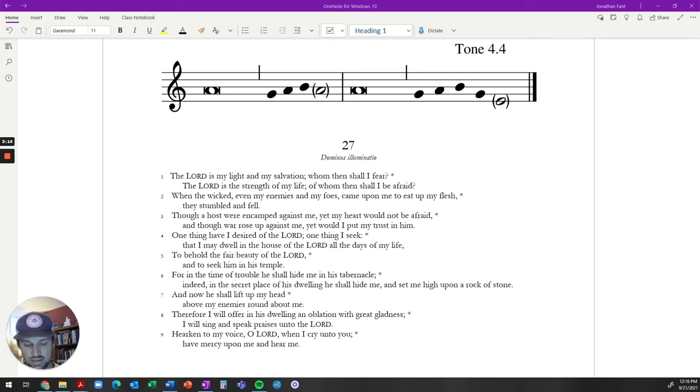One thing have I desired of the Lord, one thing I seek, that I may dwell in the house of the Lord all the days of my life.